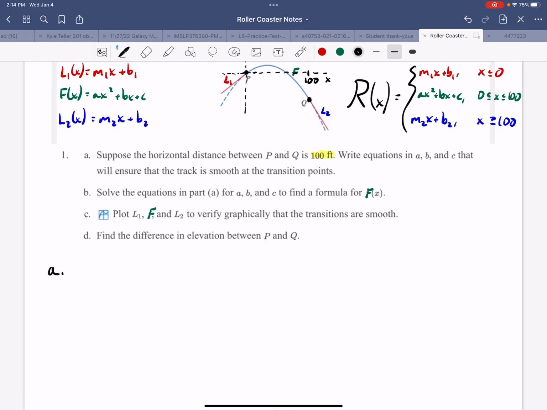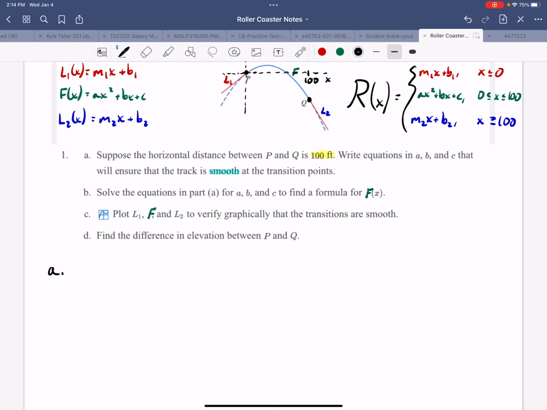For 1A, again, we're supposing it's 100 feet. Write equations in A, B, and C that will ensure the track is smooth at the transition points. We're going to write 4 equations, 2 of which I just mentioned, and 2 of which maybe you can guess if we want to be smooth. The key word here is smooth. Maybe I'll use a blue highlighter for this.